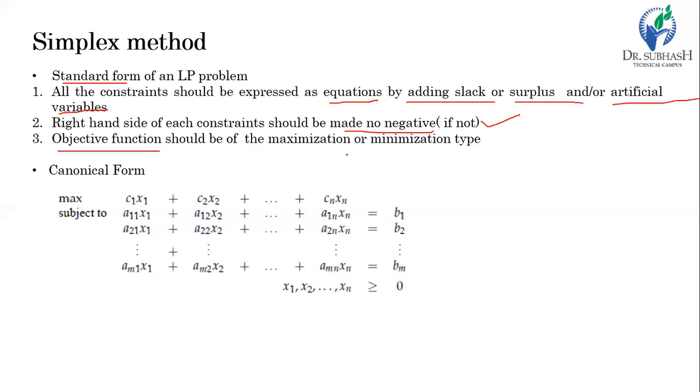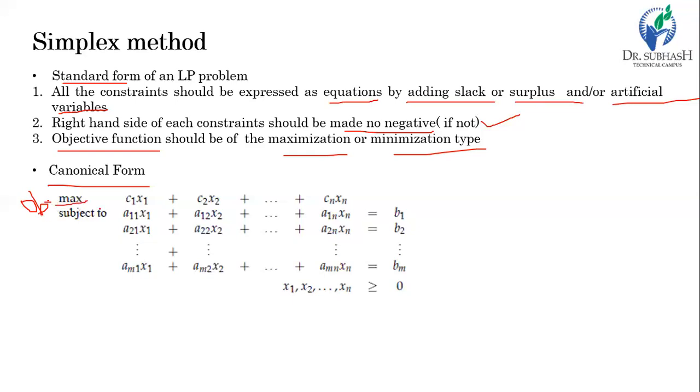Then last is the objective function. The objective function should be of maximization or minimization type. So in the objective function, we must be clear about whether the problem is maximization or minimization type. And this is the canonical, general form, in which this is our objective function. It is either maximization or minimization type. Here the example is given for maximization type.